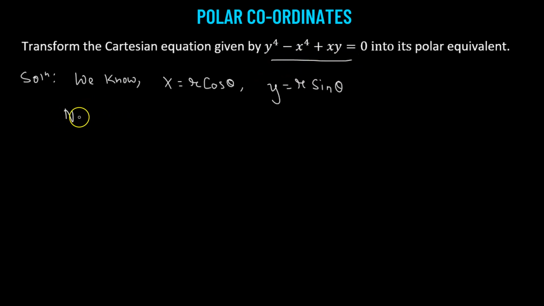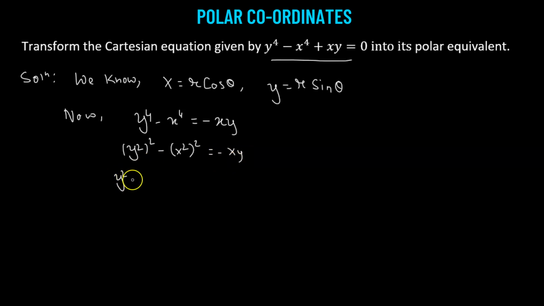So we have now the equation y raised to the power of 4 minus x raised to the power of 4 plus xy, but what we'll do is transpose positive xy to the right hand side to get negative xy. Now y raised to the power of 4 minus x raised to the power of 4 can also be expressed as (y squared) whole squared minus (x squared) whole squared. What we have here is the difference of squares. That means this can also be expressed as (y squared plus x squared) multiplied by (y squared minus x squared), which will equal negative xy.